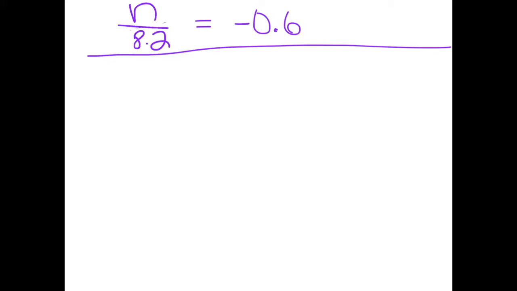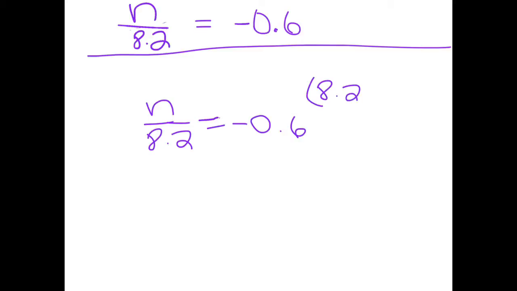This is our problem. We need to figure out what n is equal to. So we need to start off by writing the problem below. So we need to figure out what the opposite of division is, which is shown on the left side of the equal sign. And the opposite of division is multiplication, so we need to multiply 8.2 on both sides of the equal sign.